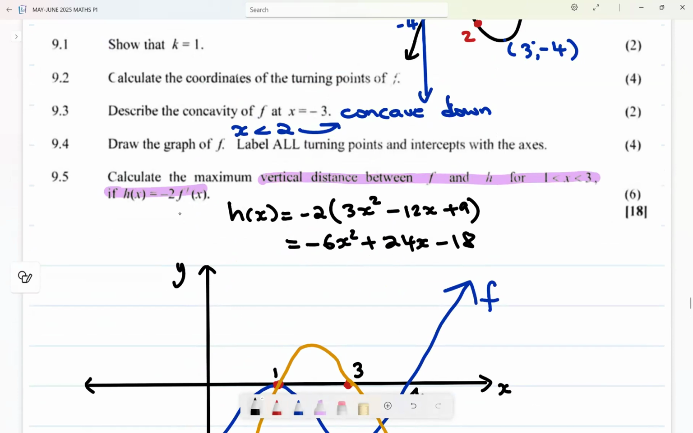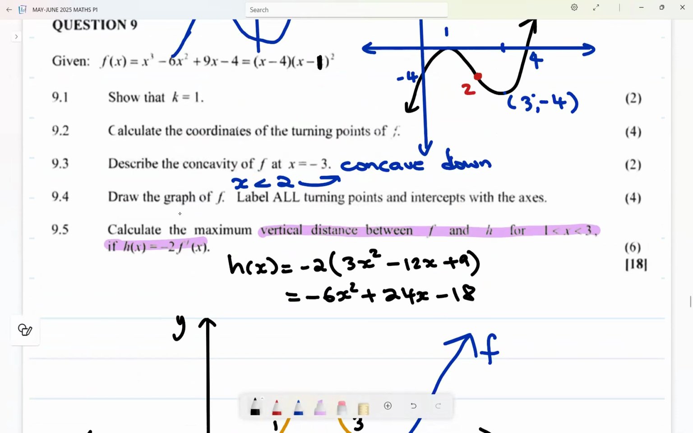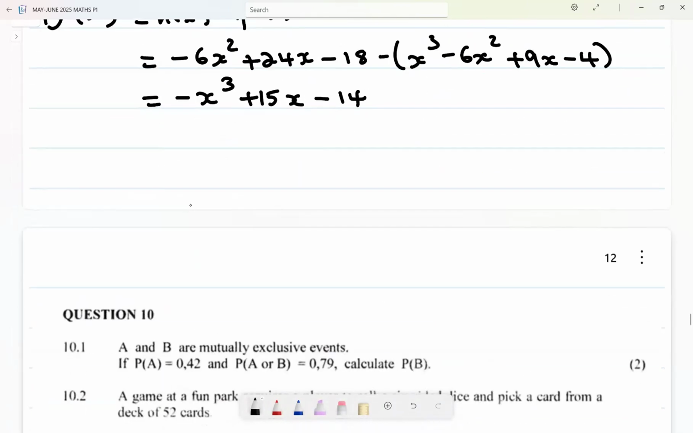Let me see. It's the first time having this one. Okay, it's fine. Guys, let's just continue. And then for me to maximize this, I need to take the derivative and equate it to 0. Remember, for you to maximize something, you need to take the derivative and equate it to 0. What is the derivative of this one? The derivative of this one is going to be negative 3x squared plus 15. It is equal to 0.